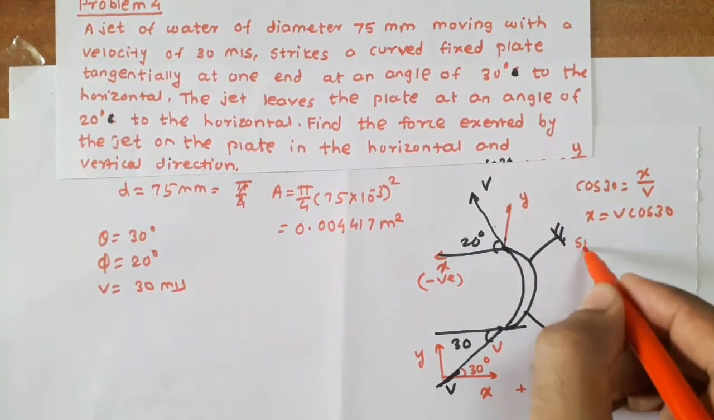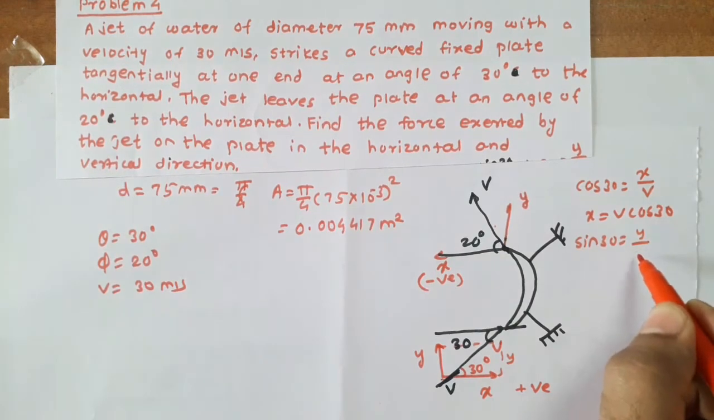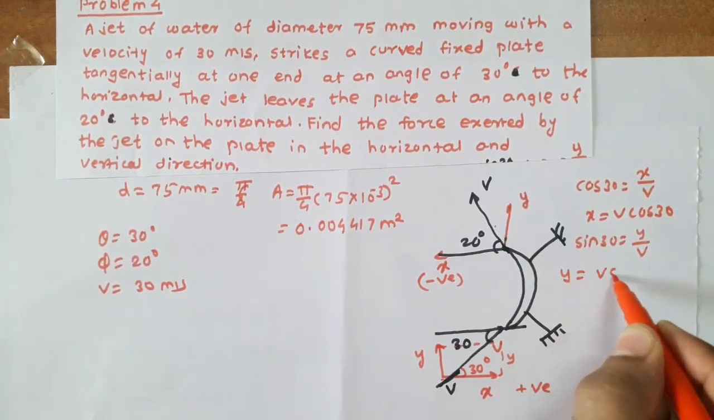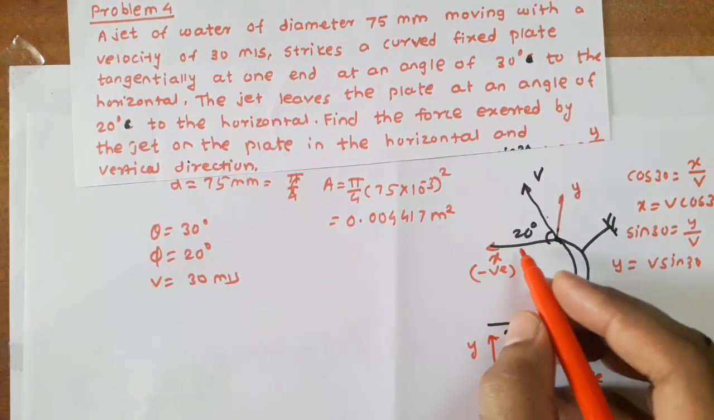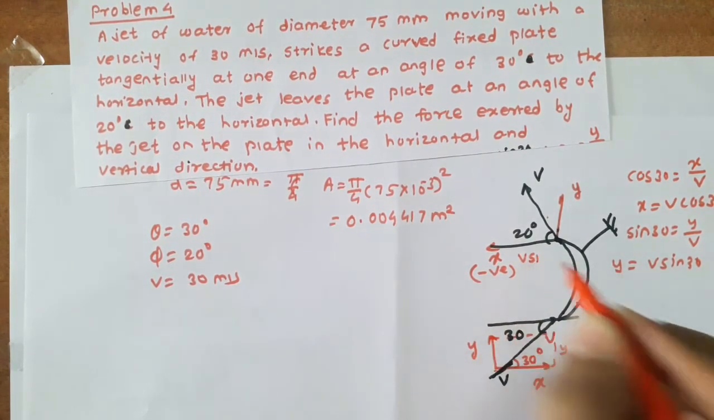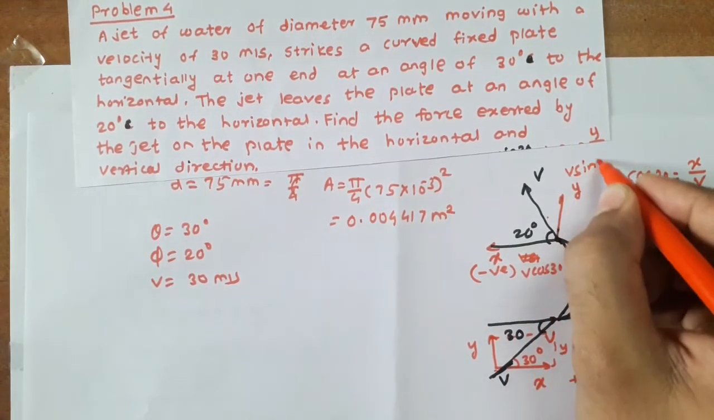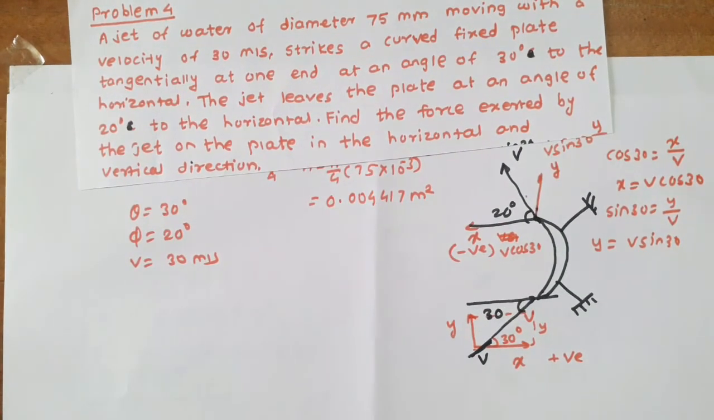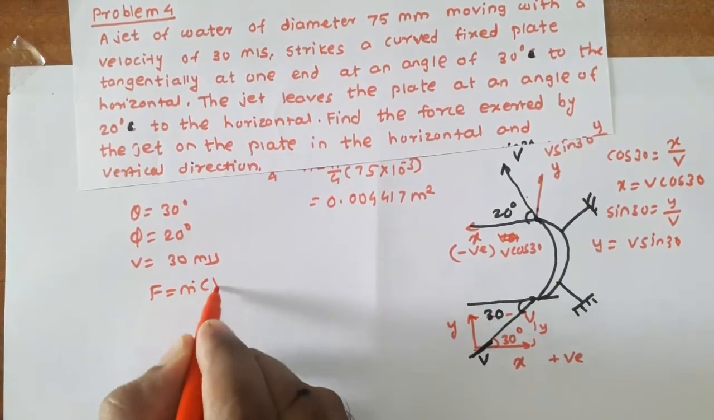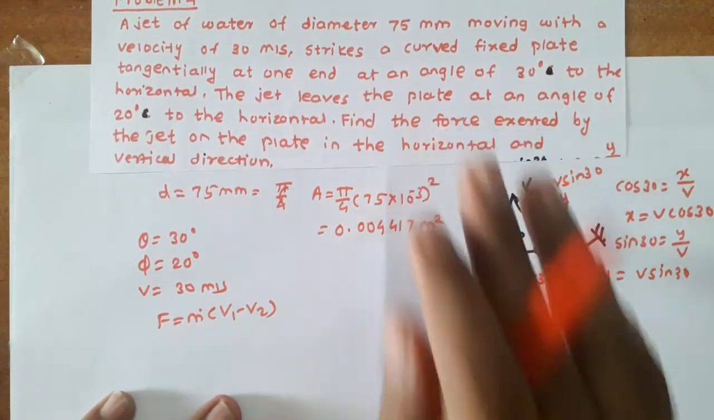Similarly, apply sin 30 for this triangle. Sin 30 is the opposite side, y upon v. So y is equal to v sin 30. So this x component is v cos 30 and this component is v sin 30. Okay. Now from the impulse momentum equation, F is equal to m dot times (v1 minus v2). From this equation we can find the force.